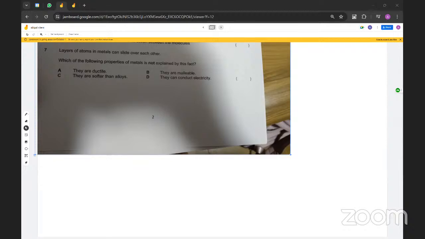So metals are malleable. Why? Because layers of atoms in metal can slide over each other easily without breaking. So that's malleable. Make sense so far? Yes. Let me confirm that this is new. Okay, so layers of metal can slide, that's correct, and it leads to the fact that they are malleable. Now, you know that metals can conduct electricity, but that's not explained by sliding over each other. Definitely not. So conducting of electricity is not explained by this. You already know the answer. The answer is D.